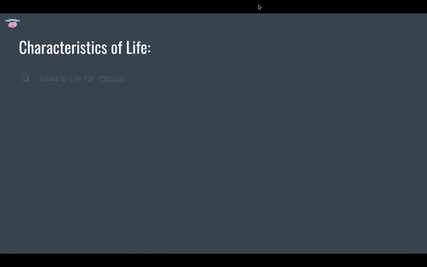Next, we'll be talking about the characteristics of life. So all life have these characteristics. For example, the first one is that all life is made up of cells. Every organism has cells. Next one, every organism can reproduce. Third one, every organism has DNA. This sort of follows from made up of cells because all cells have DNA, whether prokaryotic or eukaryotic.